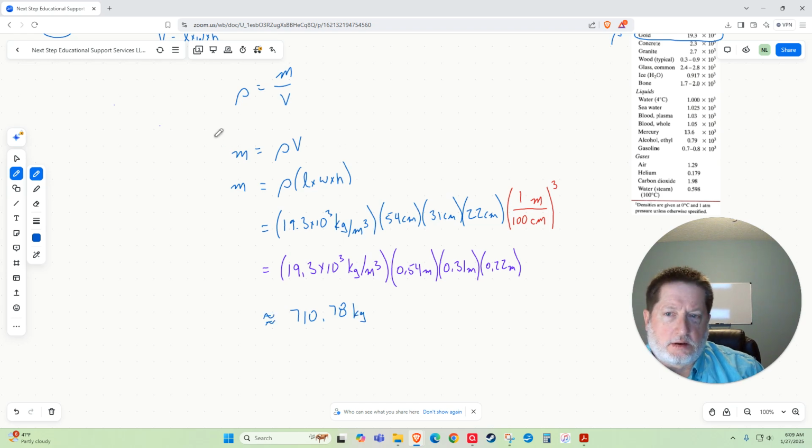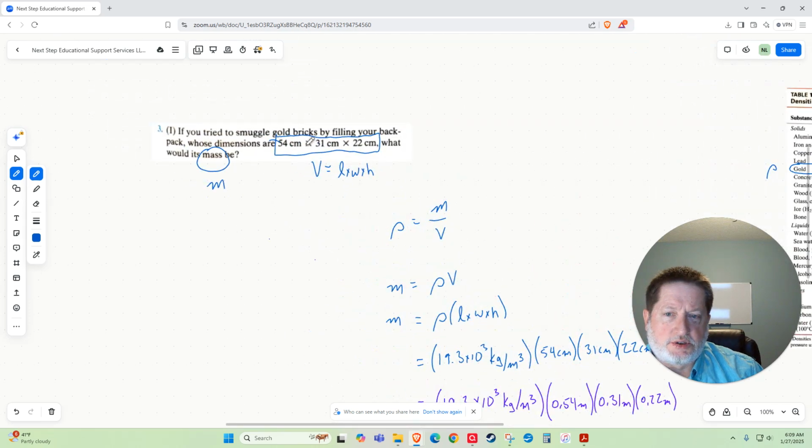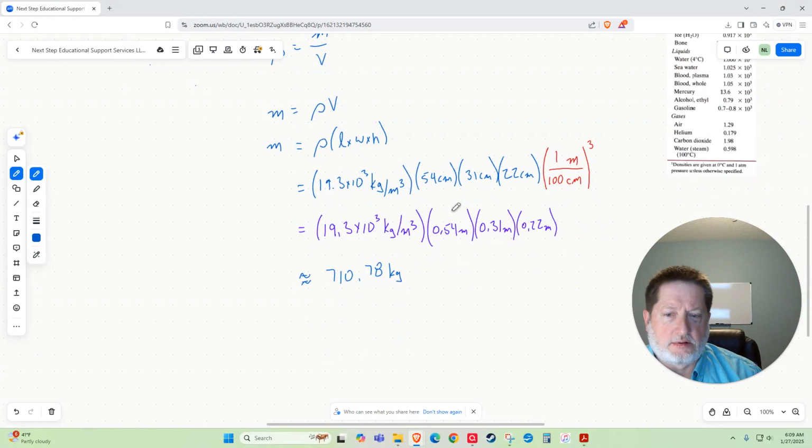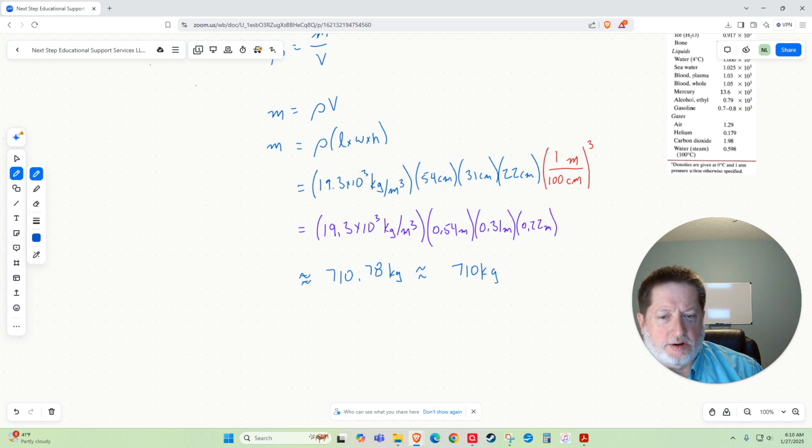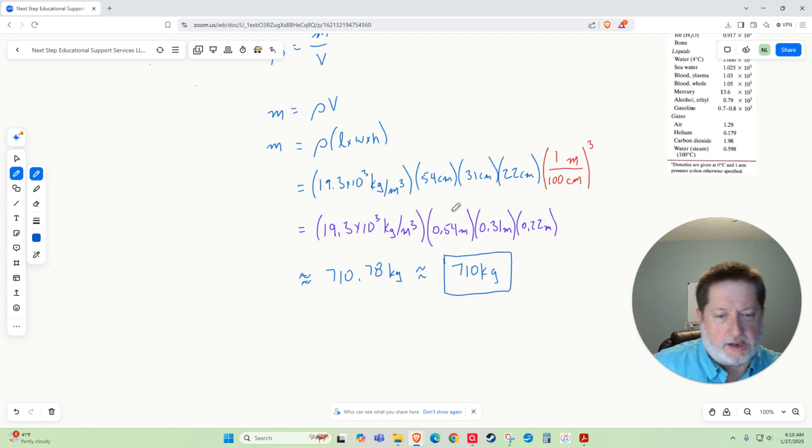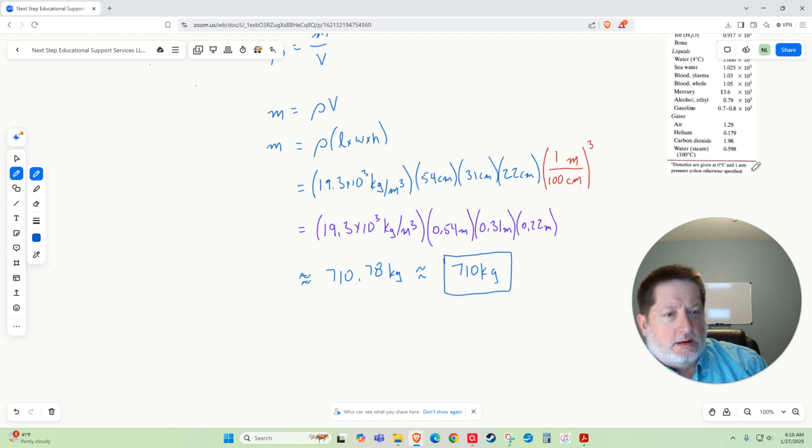kilograms. And given that the problem gives us 2 significant figures in the values we have, we're going to round this off to approximately 710 kilograms, which is on the order of 1,500 pounds or nearing a ton. So good luck carrying that around. You'd be rich, but you can't carry it. That completes this problem. Moving on to the next.